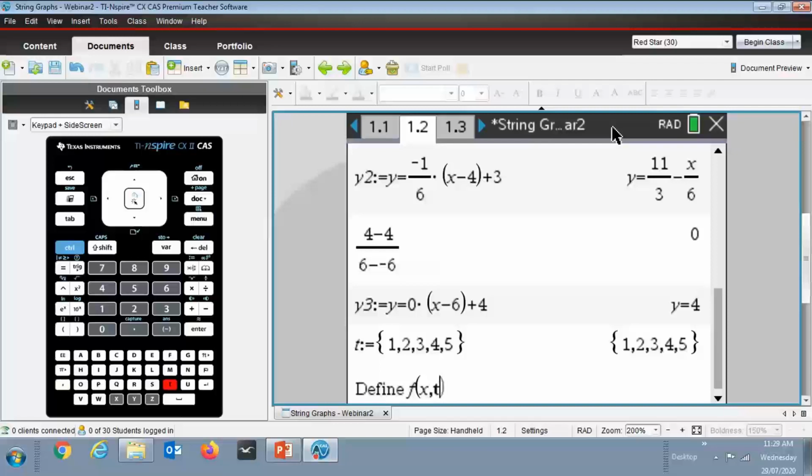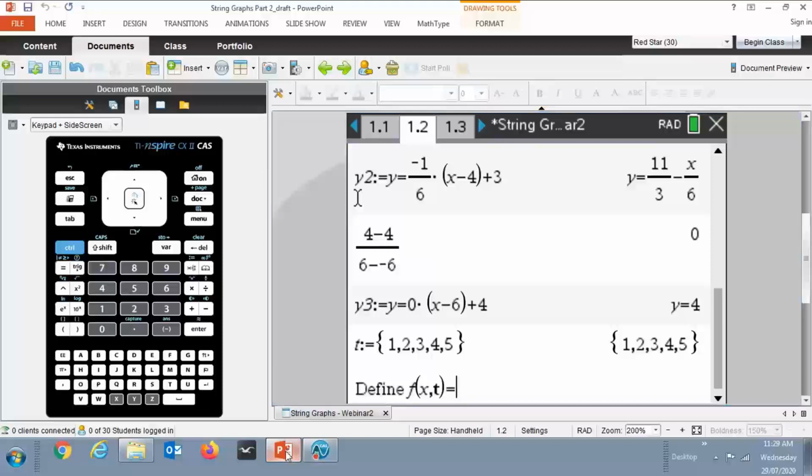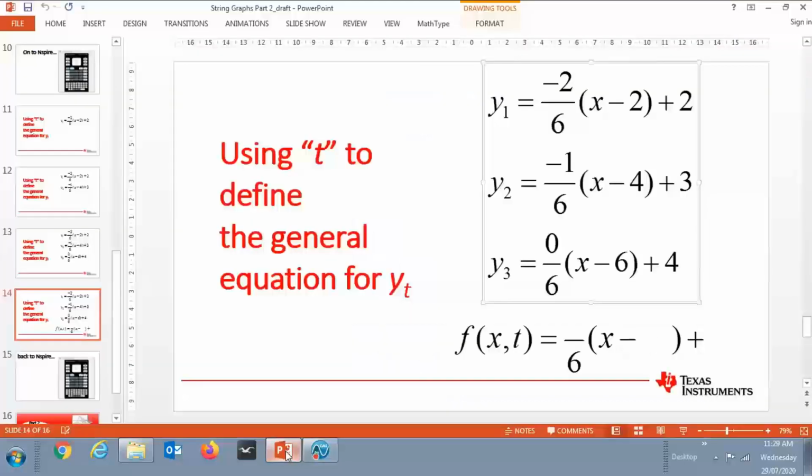So Nspire is telling us that. And what is that going to be equal to? Close the brackets. And remember, F, that whole notation, F brackets X comma T, that's the same thing as Y. So we're going to put in an equal sign and then put in what the equation looks like. The remainder of the equation can come from what we saw here. Something over 6, brackets X minus something plus something else.